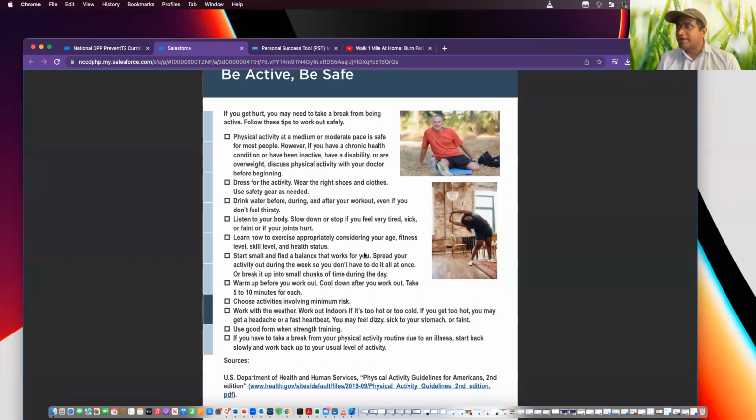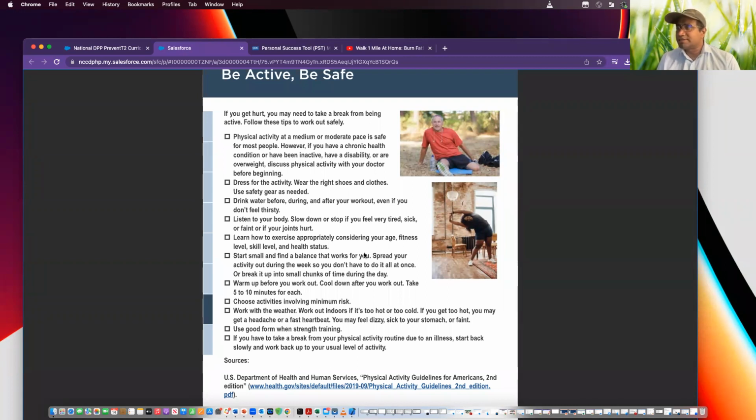And listen to your body, right? Slow down or stop if you feel very sick, tired, or faint, and if your joints hurt. Don't try to overdo it. Don't try to push yourself too much. You aim for long-term results, not short-term.